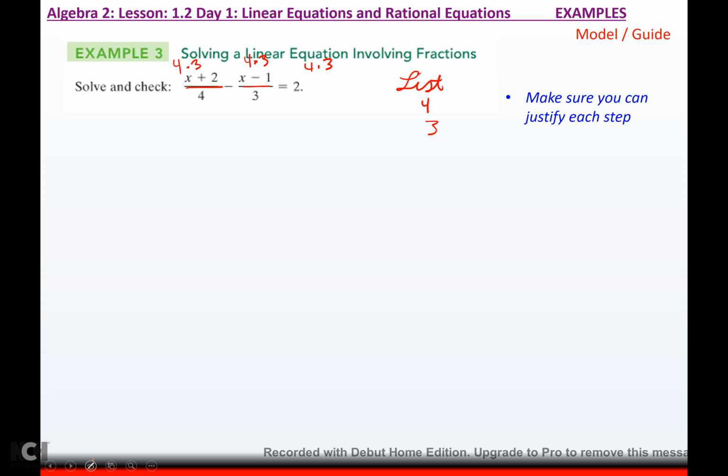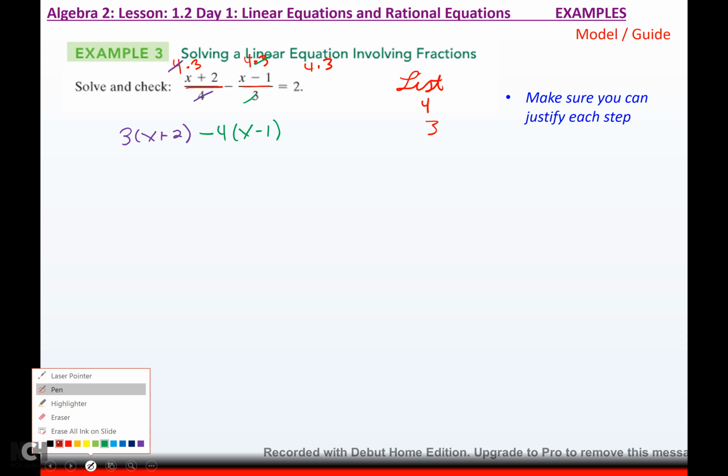Okay, then the one that matches the one on the bottom is going to die, and the rest are going to multiply. So here the 4 cancels, and I'm left with 3 times x plus 2. The second one, the 3's cancel, and I'm left with minus 4 times x minus 1. On the end, nothing cancels, so you multiply them all, 2 times 4 times 3. And then your fractions are gone. So now we can solve it like we've been solving equations since Algebra 1.